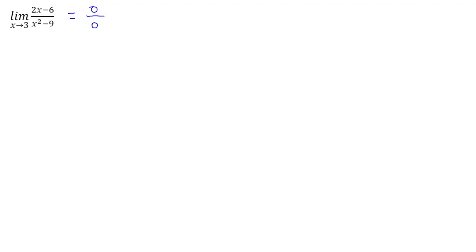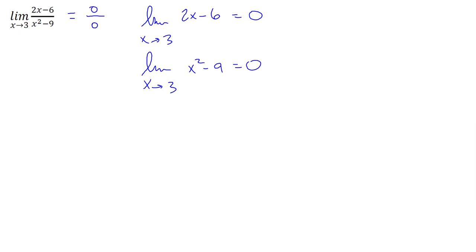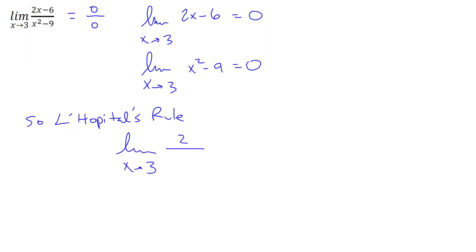Now on the AP test, they're going to want you to write out that the limit as x approaches 3 of 2x minus 6 is 0, and that the limit as x approaches 3 of x squared minus 9 is also equal to 0, right? And then you can use L'Hopital's rule from there to say that this is equal to the limit as x approaches 3 of the derivative of 2x minus 6, which is just 2, over the derivative of x squared minus 9, which is just 2x. And then we'll plug in the 3 now, which gives us 2 over 6, or 1/3.